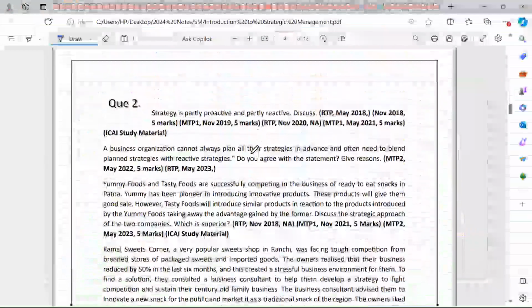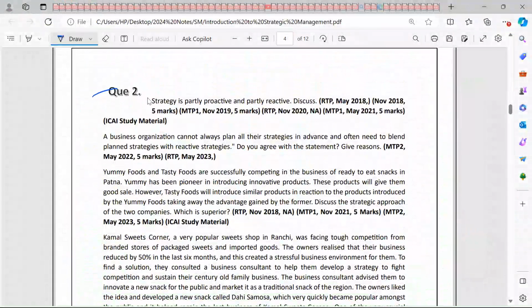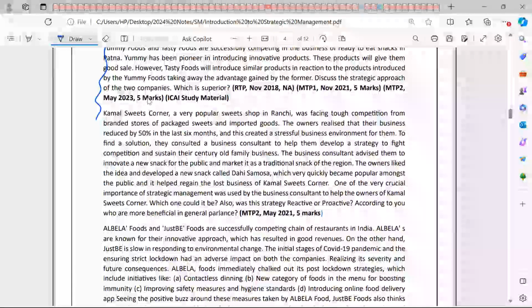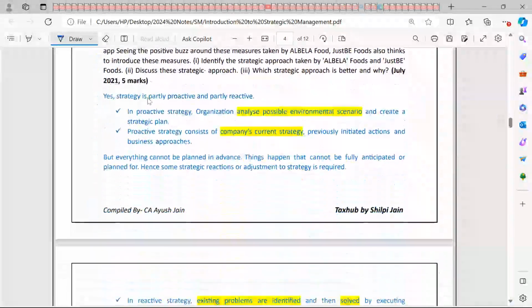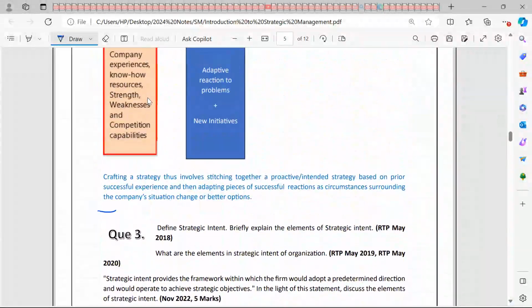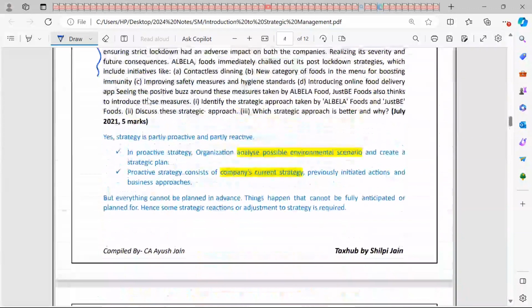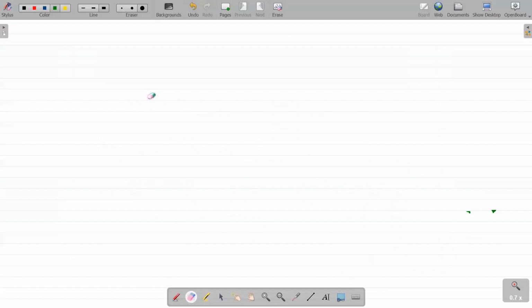So next we are going to question number two. See, this is a very small part, and look at how many attempts it has been asked in. The second question is getting completed here, and it just started here. It is very simple. Okay. So first of all, I want to ask you guys, what do you mean by proactive and reactive? Have you heard these words, proactive and reactive? Yes, sir. Yes.